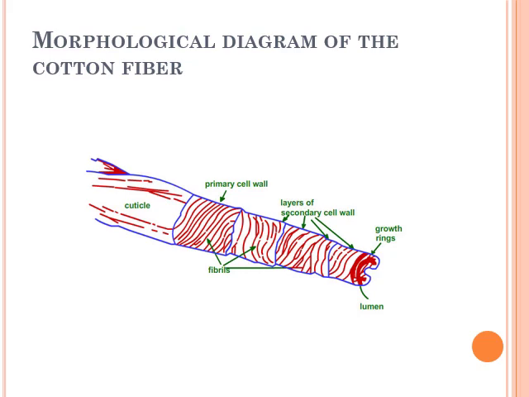As the fibrils change the direction of their spirals, a weak area exists in the secondary wall structure. These weak areas are responsible for the alteration of the direction of the twist of the convolutions.